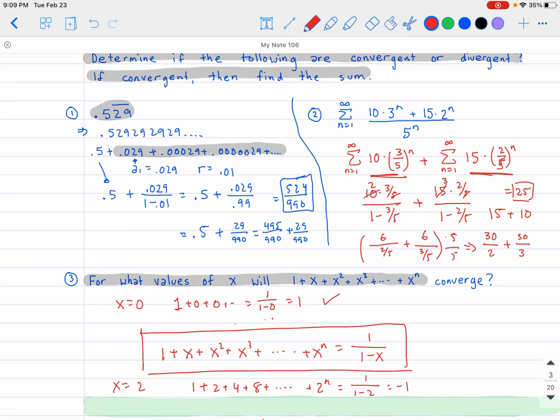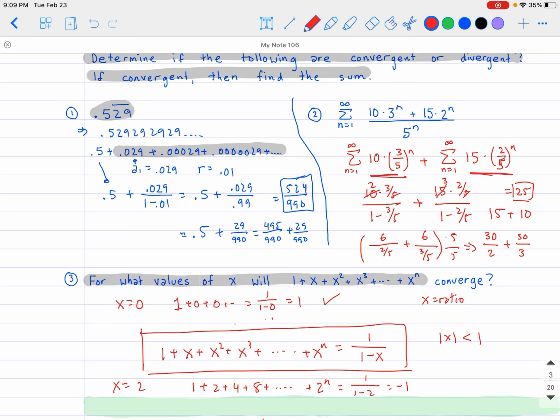So the question is, for what values of x are these two equations the same thing? This is where you have to keep in mind that in the geometric series, your ratio has to be between negative 1 and 1. Our ratio in this case is x. So the only time that these two equations are equal to each other is when the absolute value of x is less than 1.